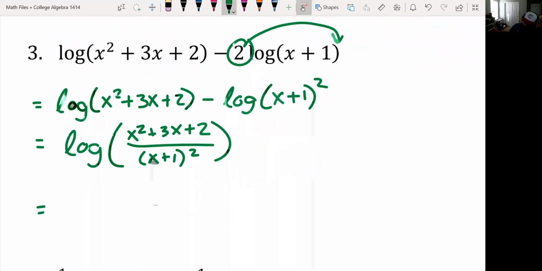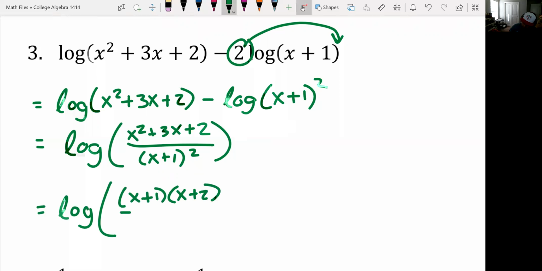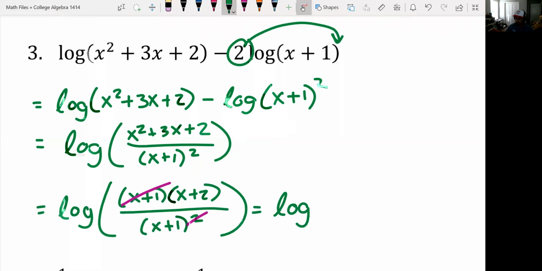So we could write the log of, that factors to x plus 1 times x plus 2 over x plus 1 squared. X squared, 2x, 1x, 3x, and 2. Where we notice that that x plus 1 cancels, that power of 2 cancels, and we get our final log of x plus 2 over x plus 1.